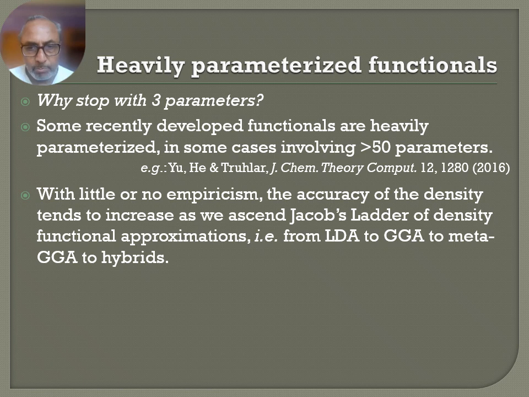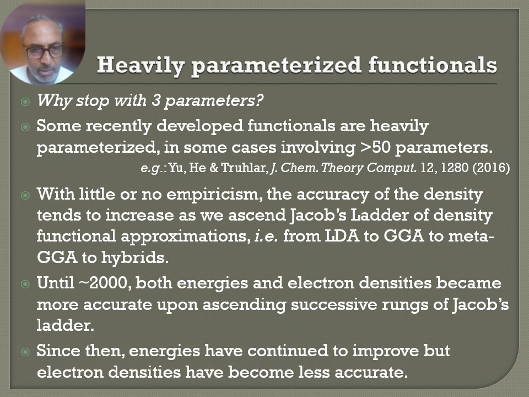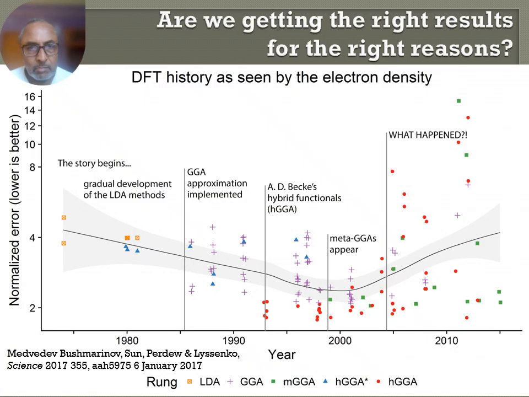With little or no empiricism, the accuracy of the density tends to increase as we ascend Jacob's ladder of density functional approximations, that is from LDA to GGA to meta-GGA to hybrids. Until 2000, both energies and electron densities became more accurate upon ascending successive rungs of Jacob's ladder. But since then, energies have continued to improve while the electron densities have become less accurate. So that leads us to ask, are we getting the right answers for the right reasons?